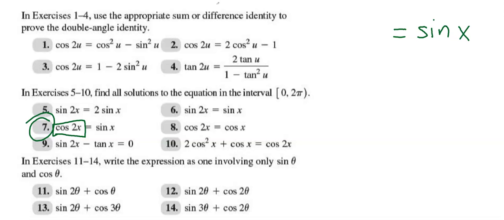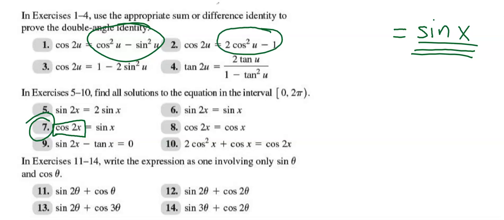The right side gave me a big old clue. You need something that only involves sine. So choosing cosine squared minus sine squared, not a good option. Choosing cosine squared, not a good option. We want the 1 minus 2 sine squared. That would be a good option. Yeah, I got it right over here.